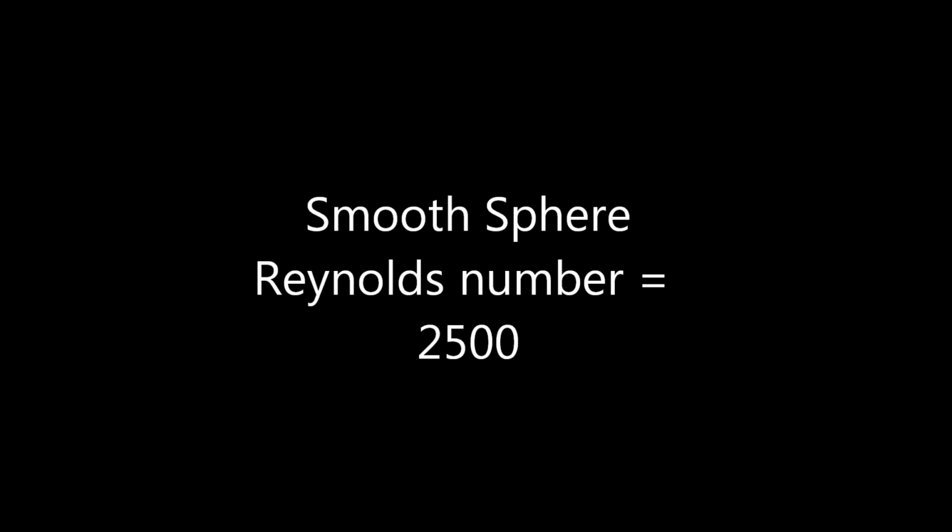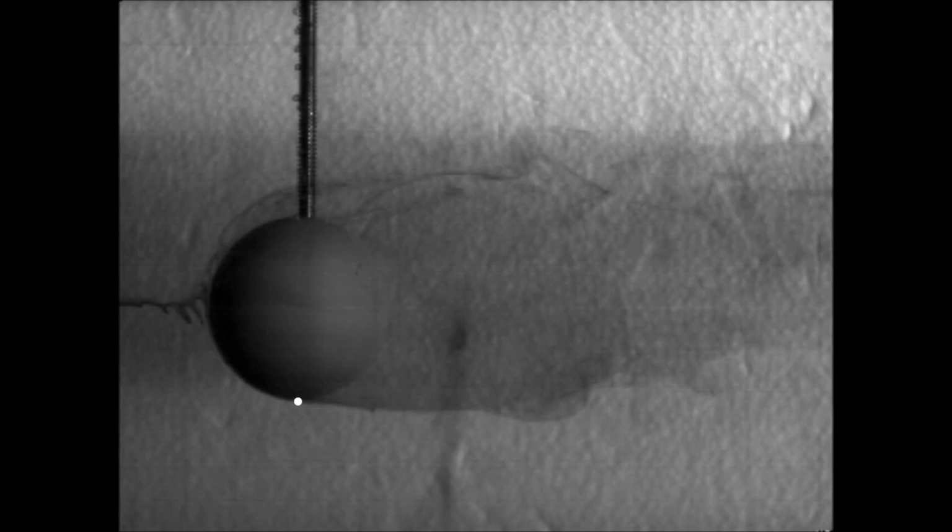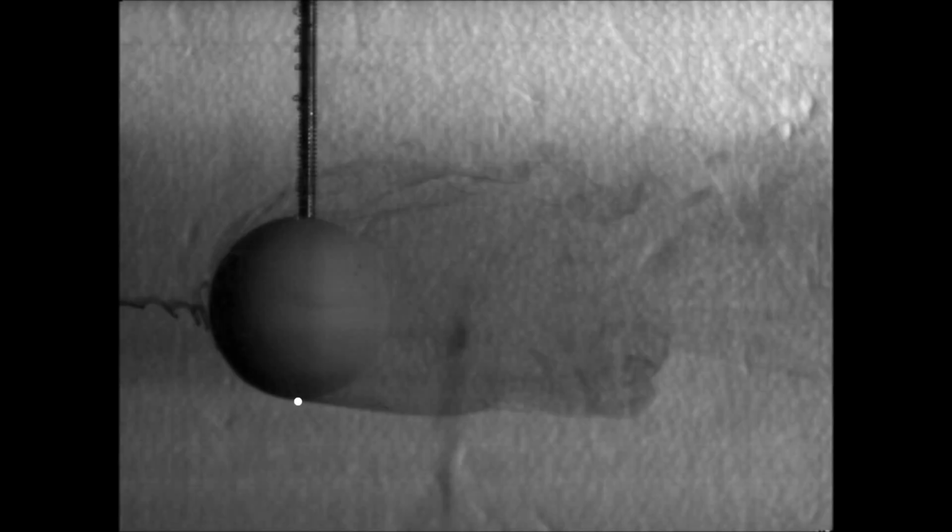The first visualization you will see is the smooth ball at a Reynolds number of 2500. Notice the separation point labeled by the white dot. The location of the separation point determines the size of the separation wake, which accounts for the amount of pressure drag on the sphere.